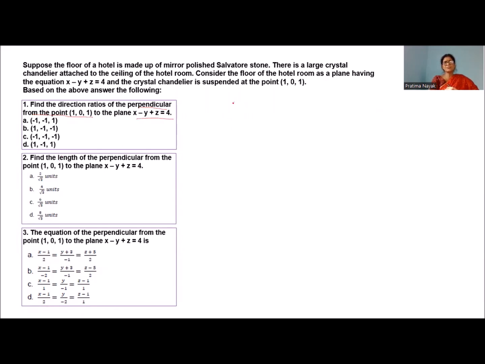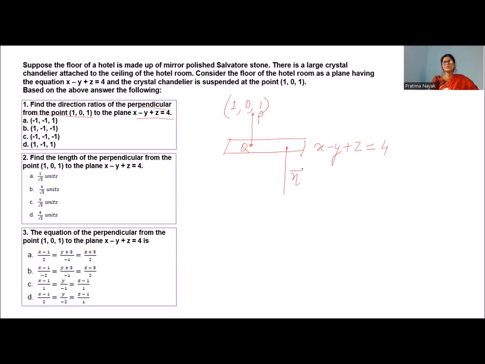So the point is (1, 0, 1) and the plane is x minus y plus z is equal to 4. Here I'll draw the perpendicular from this point P. Suppose this is P, this is Q. What is the direction ratio of this line? This is a very simple question because this PQ will be parallel to the normal.